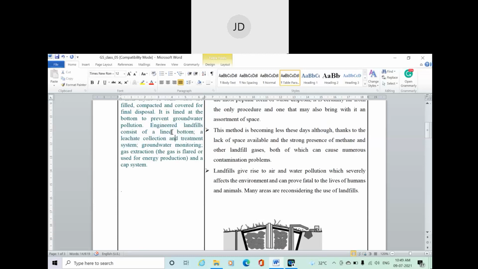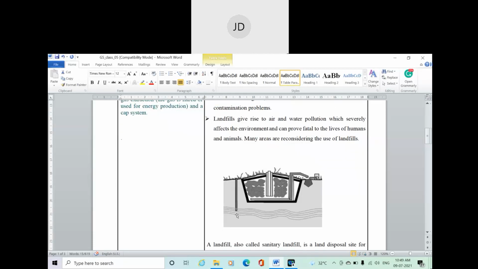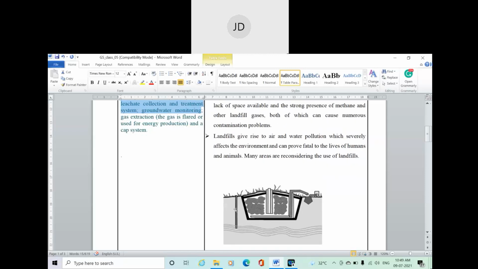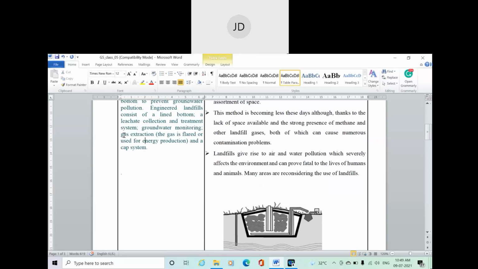The engineered landfill consists of a lined bottom, a leachate collection and treatment system, and a groundwater monitoring system. You can see this is a groundwater monitoring system. A vertical well, a bore well, is provided here. From here, time to time inspection of the groundwater quality can be done, and also gas extraction by this vertical pipe.